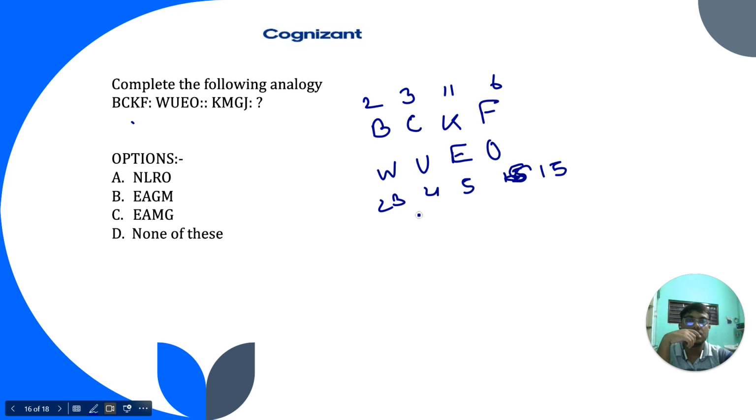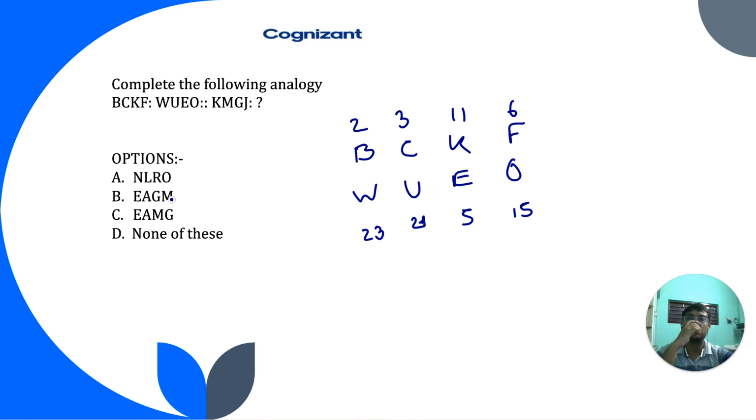So one thing that we can think of is, if you know the opposite letters: the opposite of B is Y, which is at position 25. The opposite of C is at 24. The opposite of K is at 16 and the opposite of F is at 21.